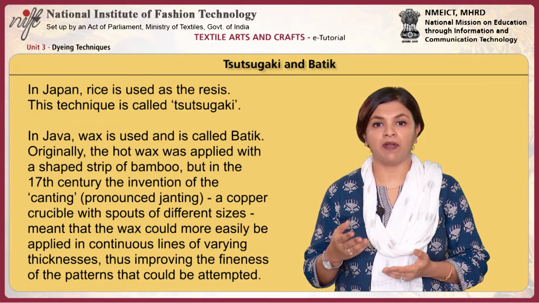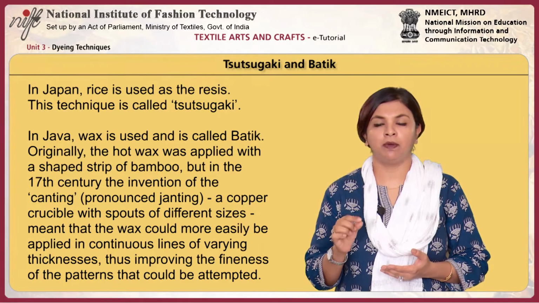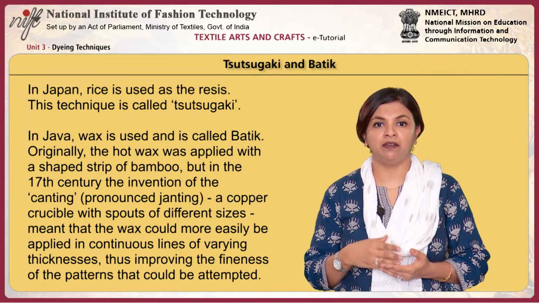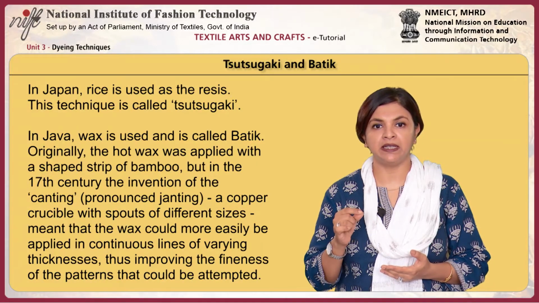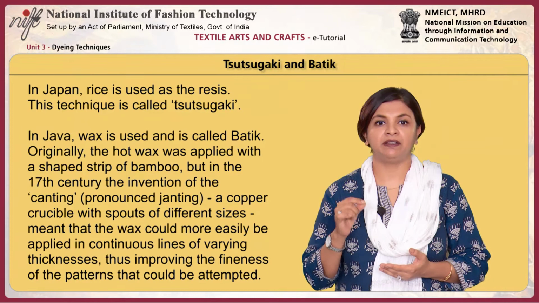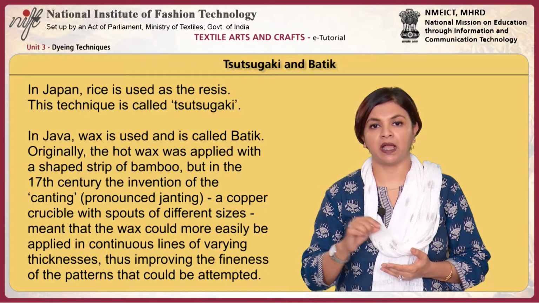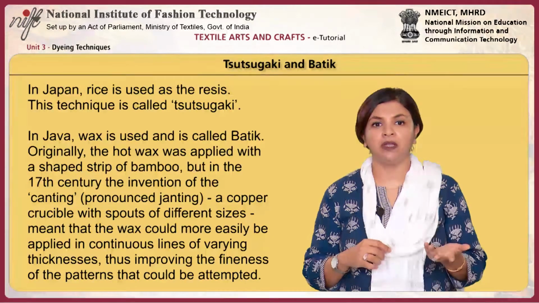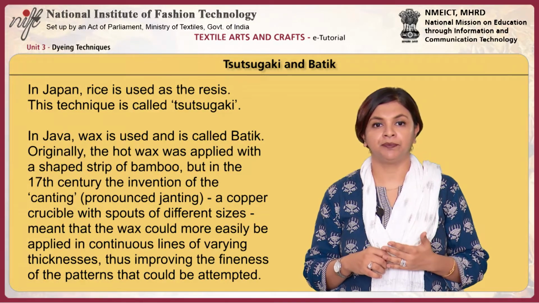Originally, the hot wax was applied with a sharp strip of bamboo, but in the 17th century, the invention of the janting, a copper crucible with spouts of different sizes, meant that the wax could more easily be applied in continuous lines of various thickness, thus improving the fineness of the patterns that could be attempted.